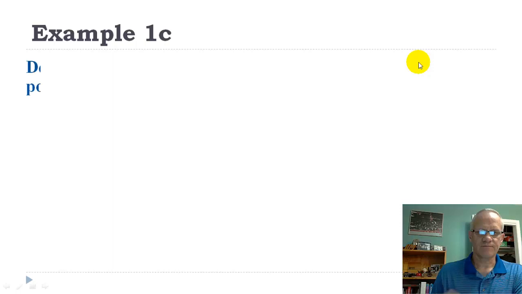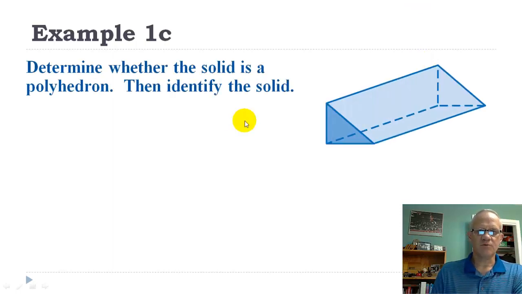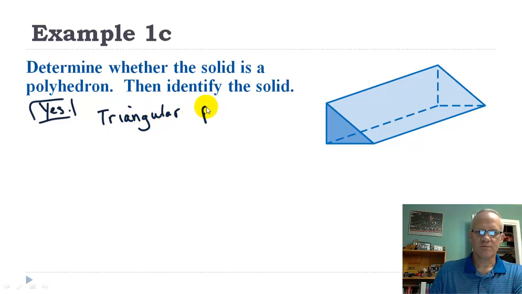Okay, good. One more here, and this one, all we're going to do is just determine, is it a polyhedron, and identify the solid. So does this have all flat surfaces? The answer is yes, it does. So it's a polyhedron. What is that solid? Well, if you look at it, the two ends here are exactly the same shape. They're a triangle. And so this would be called a triangular prism.